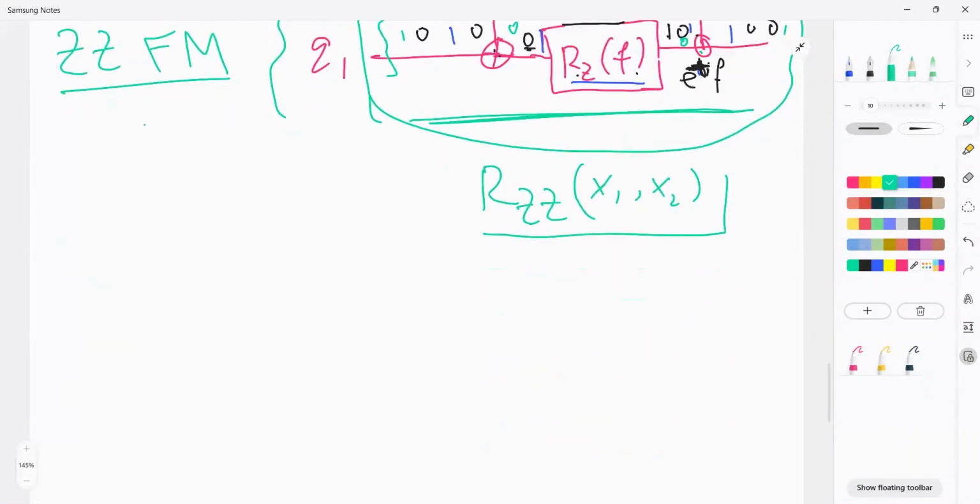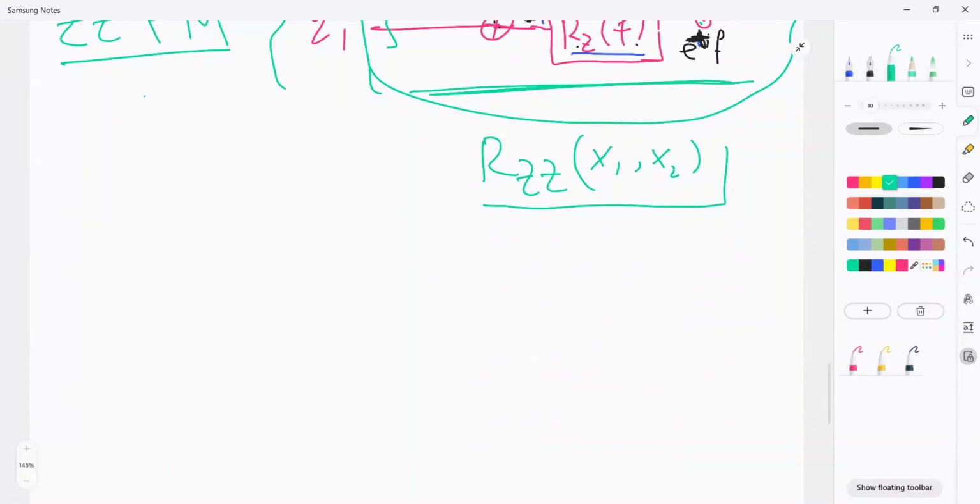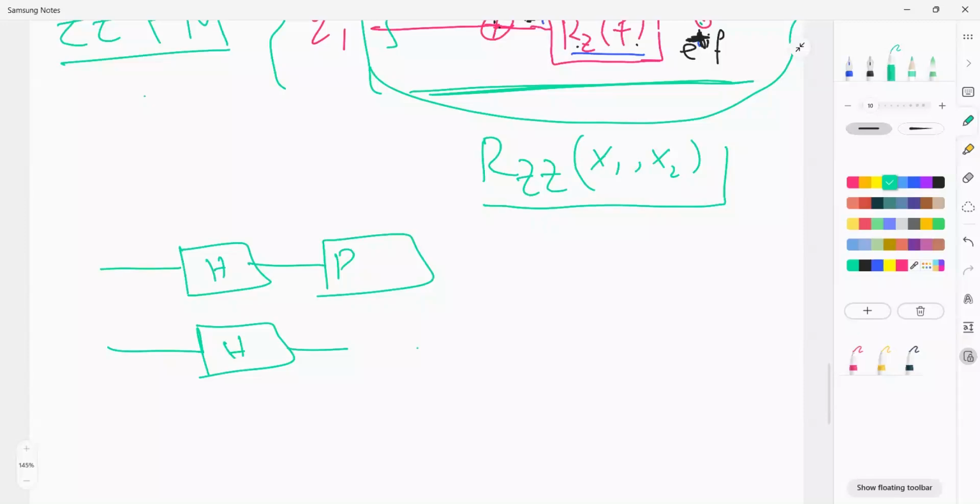All right. So the ZZ feature map actually works like this. In general, we apply a Hadamard gate to prepare a plus state, and then we apply a phase gate with parameter x1 and x2, another phase gate, and then we encode this feature through the RZZ gate.